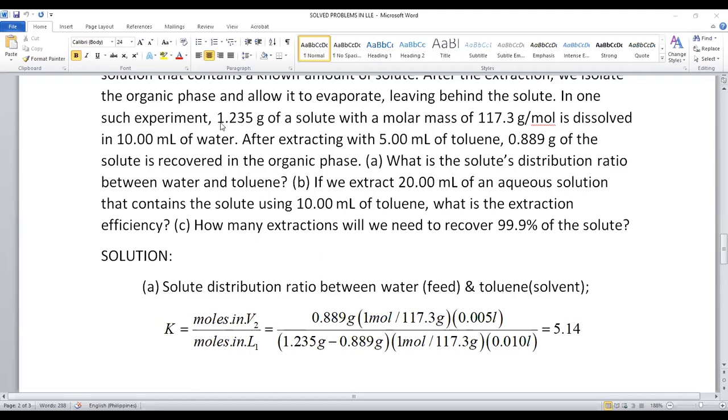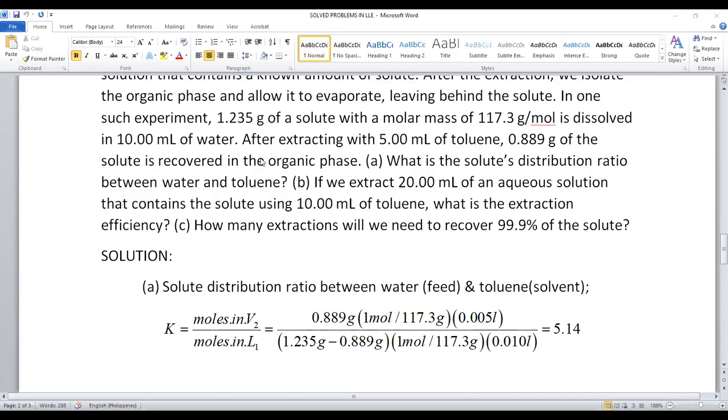So remember, you have 1.235 originally dissolved. So meaning, the others are in your raffinate. So these are the ones that went to the extract. So 1.235 minus 0.889, this is the amount that remained in the raffinate. Still using the molar mass. And this time, you make use of the 10 ml.